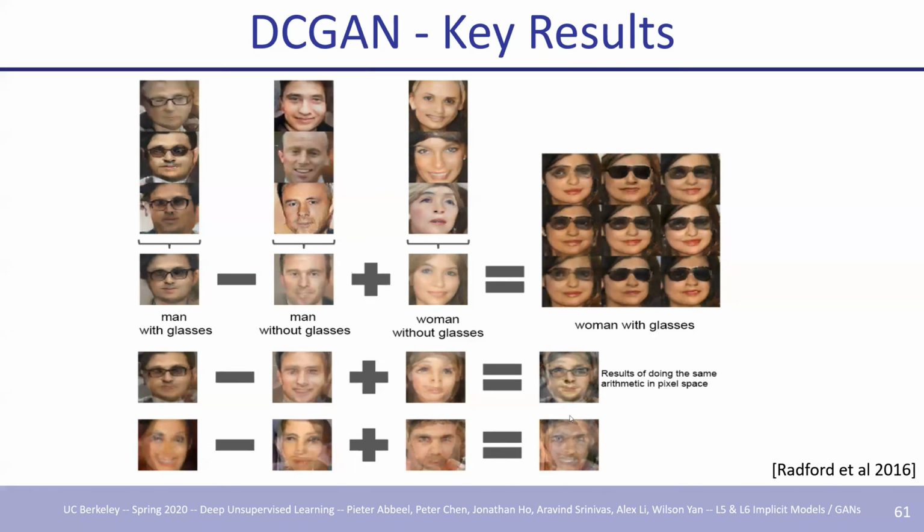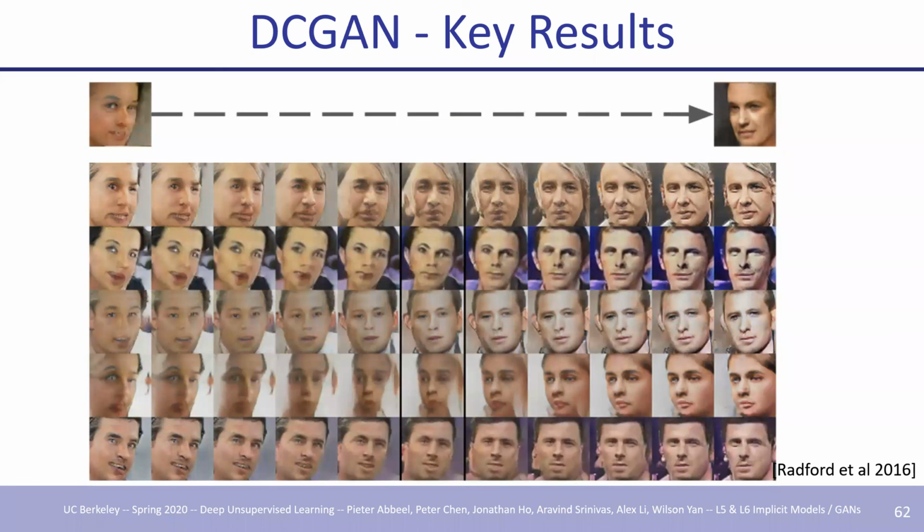And if you just do it by image arithmetic instead of the latent space, you can see the clear difference of what's going on. And this is the perspective change, looking from the left side to the right side of the face.